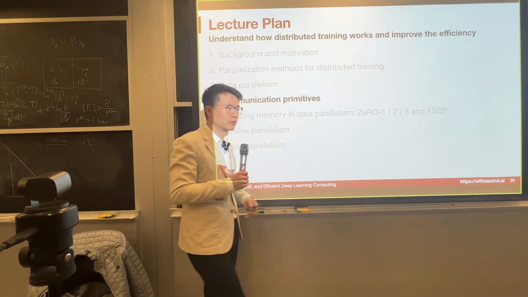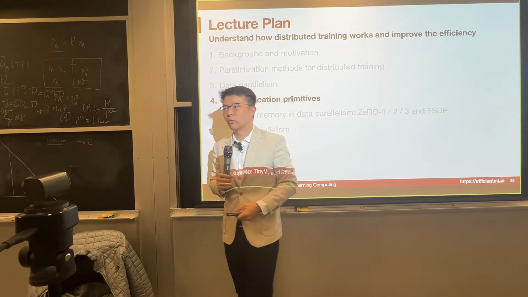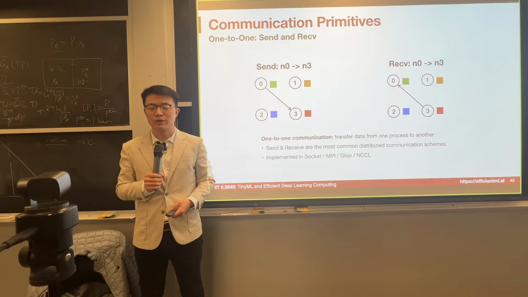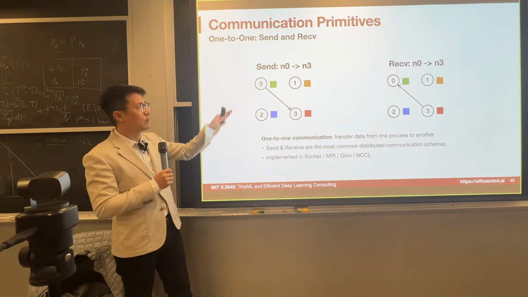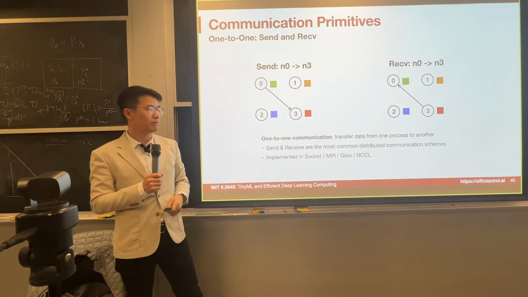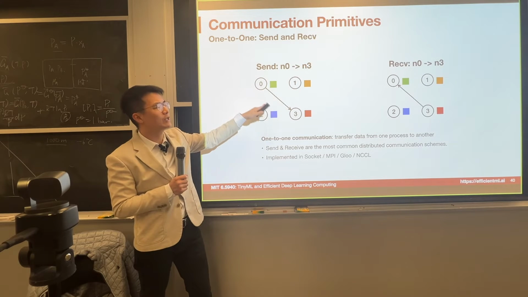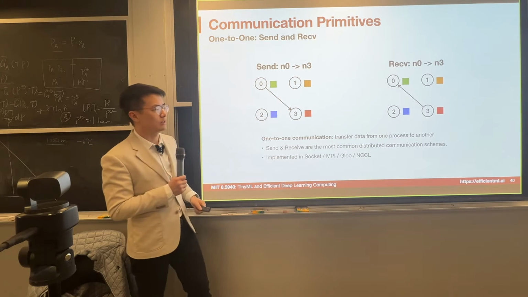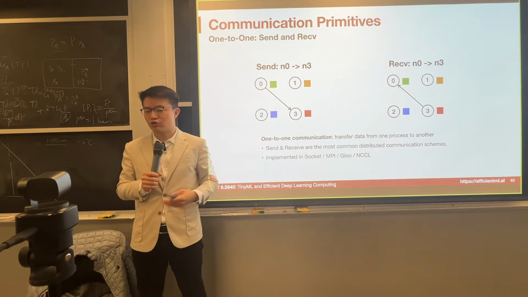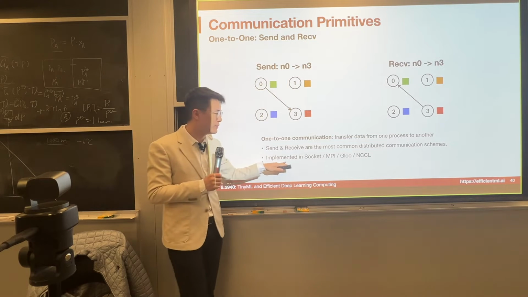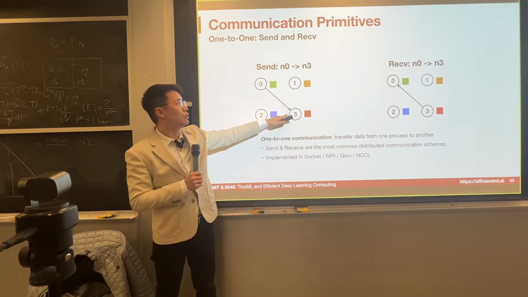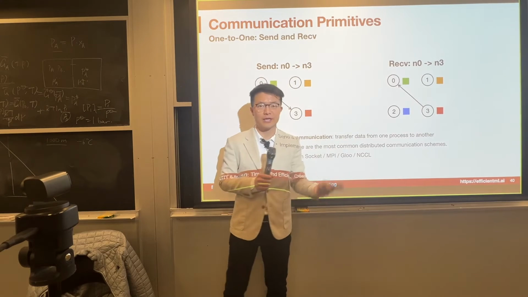So now let's talk about communication primitives. Since we have to communicate among different nodes, what are the different methods we can communicate? So the first one is one-to-one communication. Okay, so there's 4 nodes in this example. One-to-one communication is just directly transfer from one node to another. Send and receive are the most common used distributed communication schemes implemented in socket, MPI, glue, NCCL, etc. Just individual node from 0 to 3, from 3 to 0, send and receive.